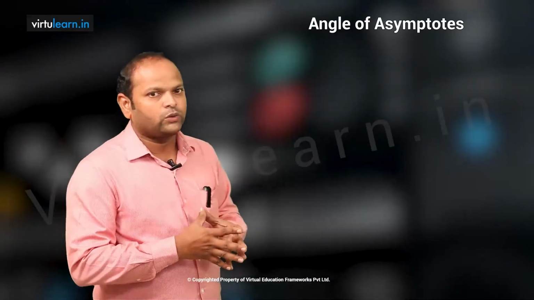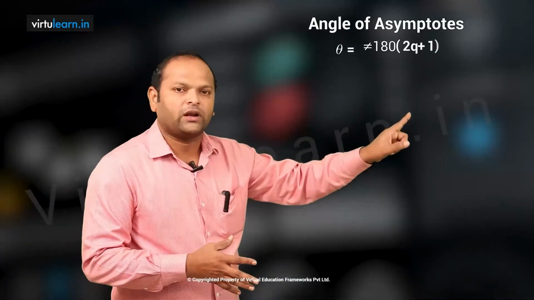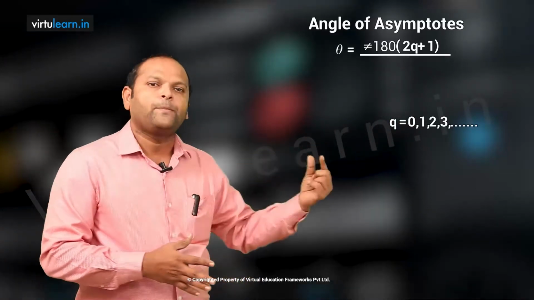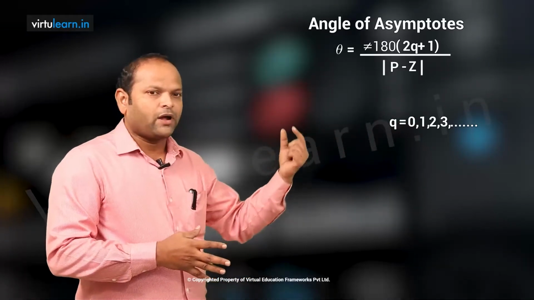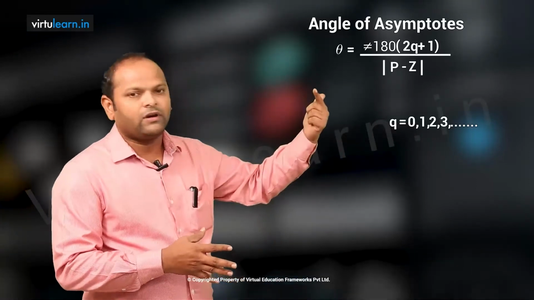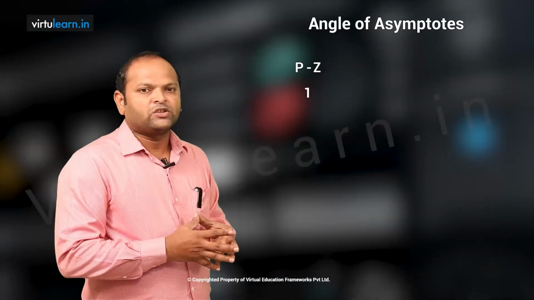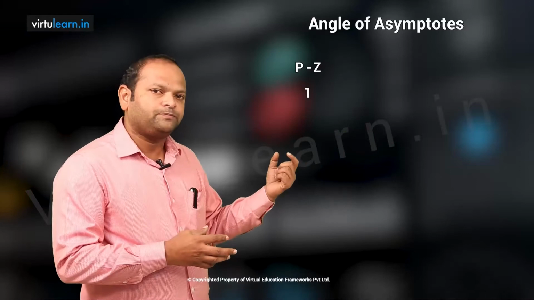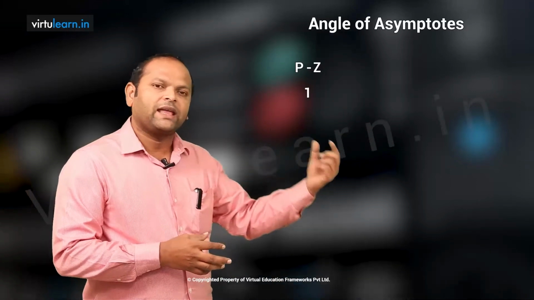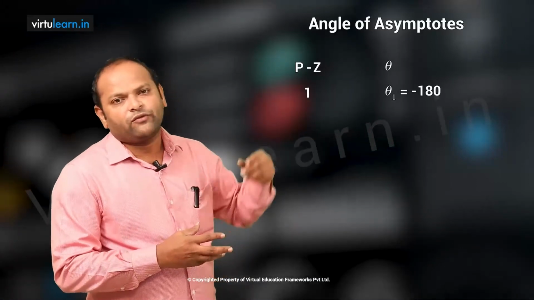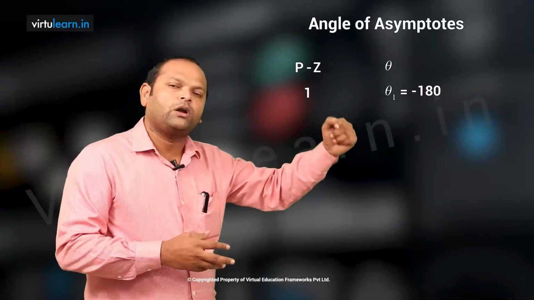So we have a formula to find the angle of asymptotes, that is theta is equal to plus or minus 180 into (2q plus 1), where q varies from 0, 1, 2, 3, 4 and so on, divided by P minus Z. So depending upon your P minus Z, you will have the angle of asymptotes. For example, if P minus Z is 1, you will have only one asymptote. So the angle I can take directly is minus 180 degrees, if you substitute it. So there we need to substitute q from 0, 1, 2, 3, 4.